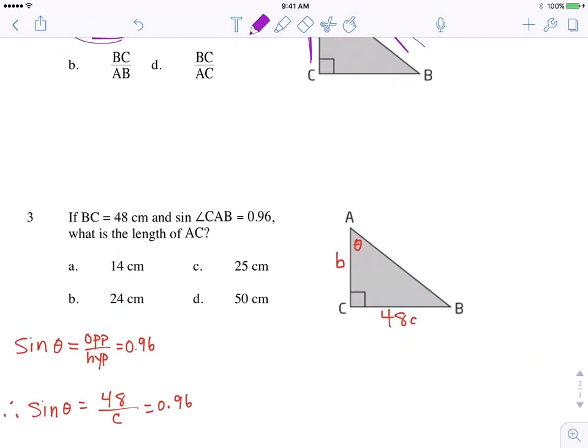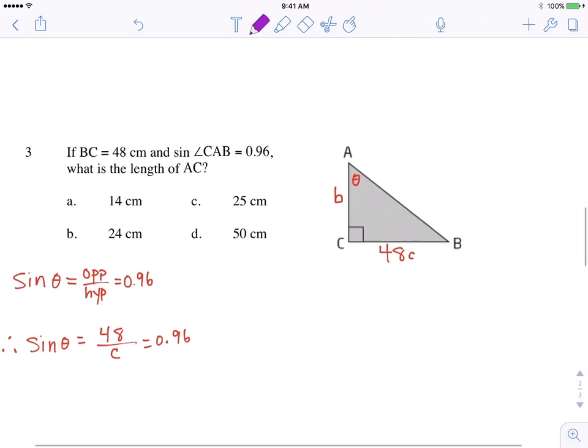All right, if BC is 48 centimeters, and you have to break down this question, sine of angle CAB, so I called CAB theta just to highlight that, is 0.96. What is the length of AC? Again, you have to unpack this question at first glance on your own without looking at what I've written here. It could be a little bit daunting, but just break down what you know.